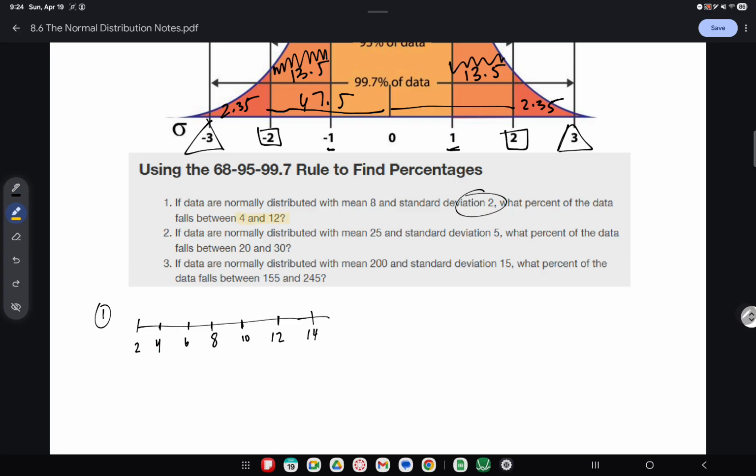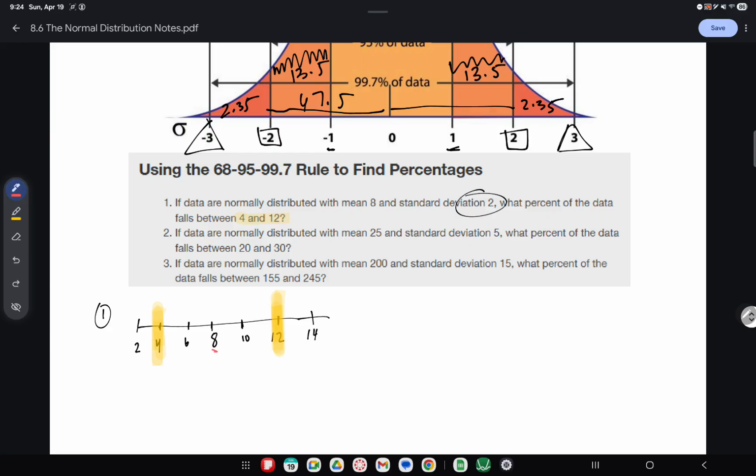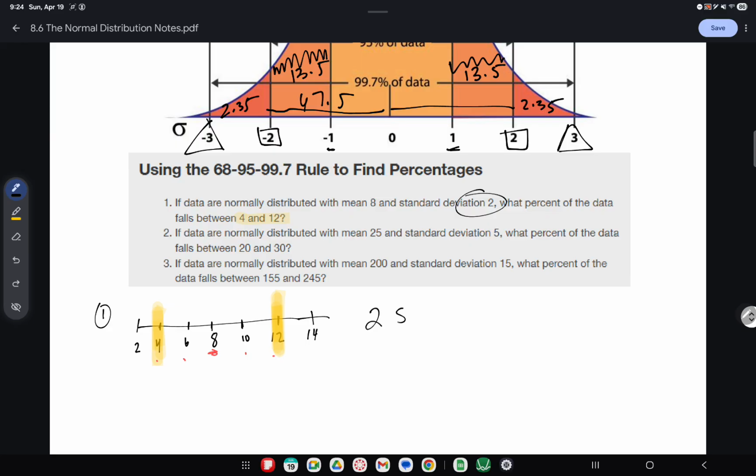And the question is asking for between 4 and 12. So if I think about where that was in relation to the mean, the mean is 8. So this was 2 standard deviations on each side, which goes with the 95. 95% of the data is between 4 and 12.